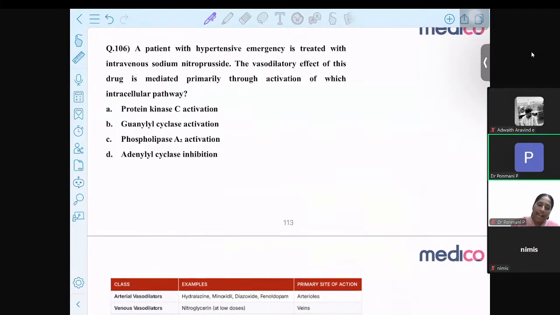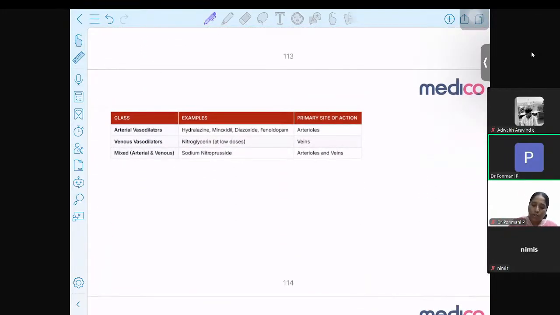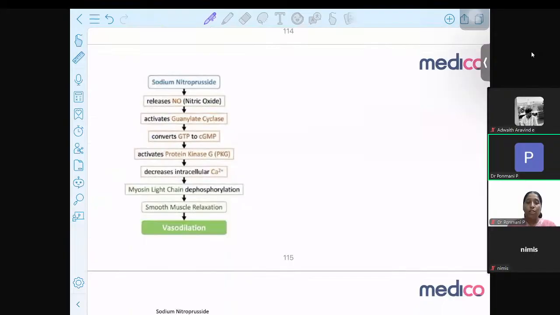Now moving into the next question. A patient with hypertensive emergency is treated with intravenous sodium nitroprusside. The vasodilatory effect is mediated by activation of which intracellular pathway? So they are asking the mechanism of action of sodium nitroprusside. So sodium nitroprusside comes under the family of mixed vasodilators, that is, the primary site of action is both the arterioles and also the veins. So how is it going to act?